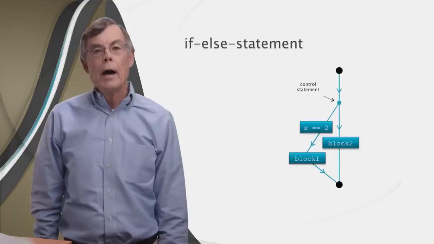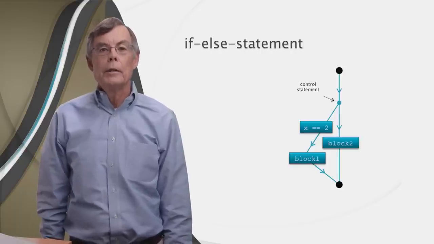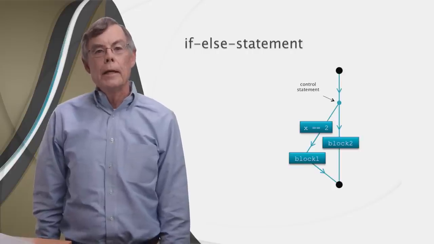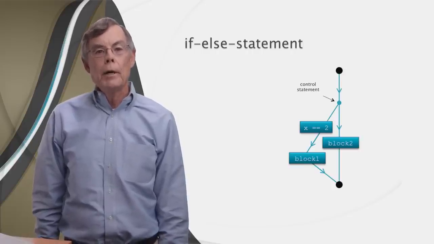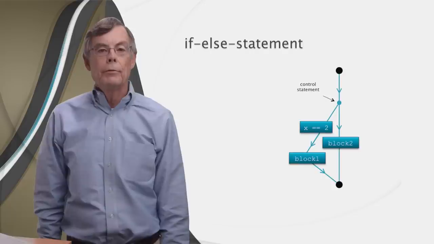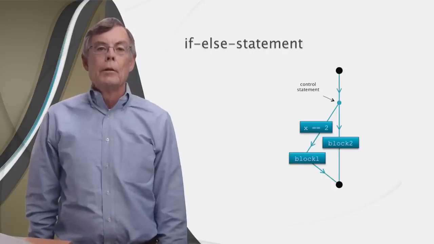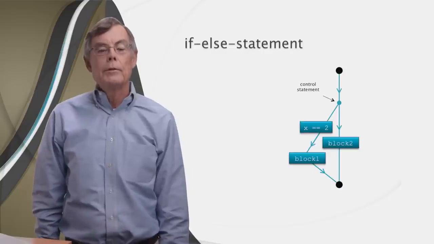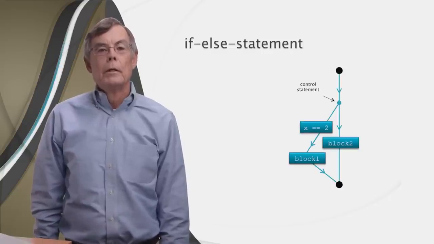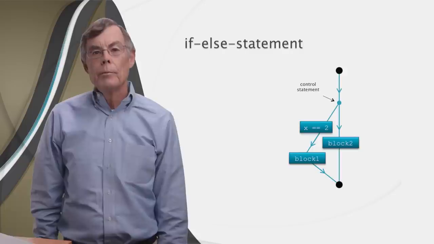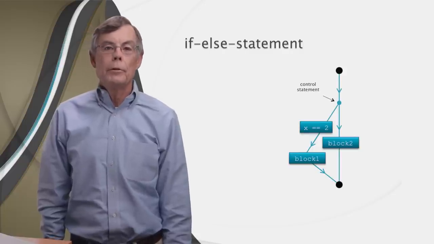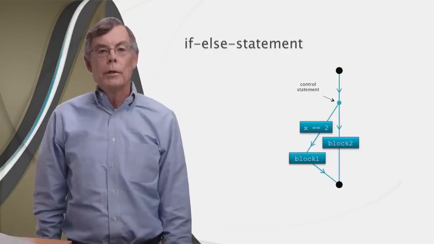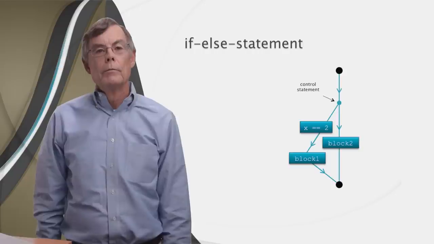The control flow of the if-else statement is illustrated by this figure. Here again, the blue dot represents the control statement, in this case, the if-else statement. And again, the blue lines with the arrows show the possible paths that MATLAB can follow through the statement. The branch that goes off to the left represents the case when the condition is true, that is, x equals 2. The box labeled block 1 represents the set of statements that will be executed when this branch is taken. These statements are the ones that come before the else keyword.